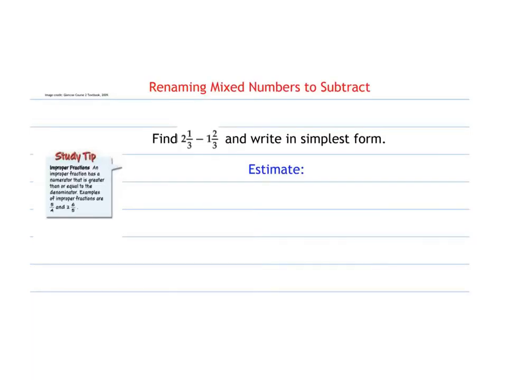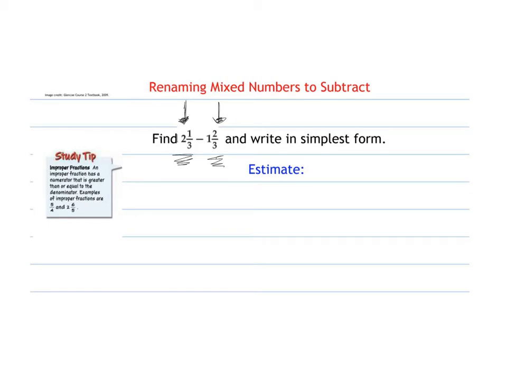So when we subtract mixed numbers, sometimes we need to rename our mixed numbers in order to subtract them, and that's what happens when the fraction of our first mixed number is smaller than the fraction in the second mixed number. So we still have more, because we have 2 and 1/3 subtracted by 1 and 2/3, but we only have a third here and we have 2/3 in the second one.